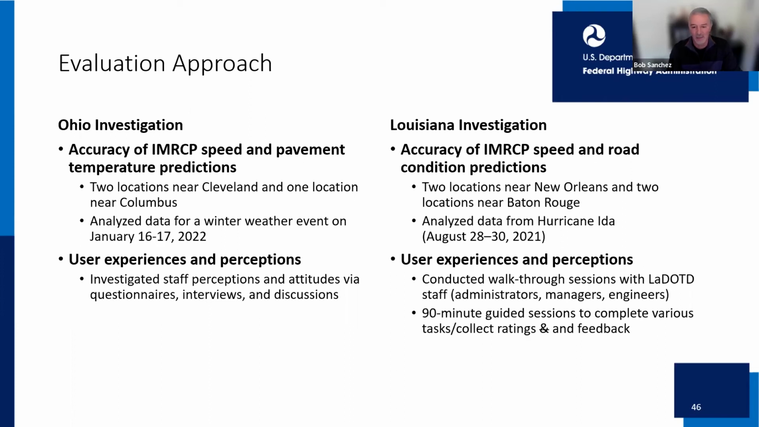In Louisiana, again, we looked at the accuracy of the IMRCP speed predictions and forecasts, and we also looked at some of the road condition predictions, to see how well that worked. In Louisiana, we looked at 2 locations near New Orleans and 2 near Baton Rouge. That's where we kind of focused our attention on certain road segments. For the analysis, we looked at the Hurricane Ida data, the August 28th through 30th data that Kyle had talked about earlier. In addition to the accuracy of IMRCP speed predictions, we also looked at user experiences and perceptions.